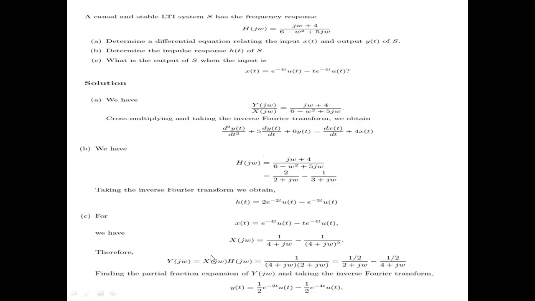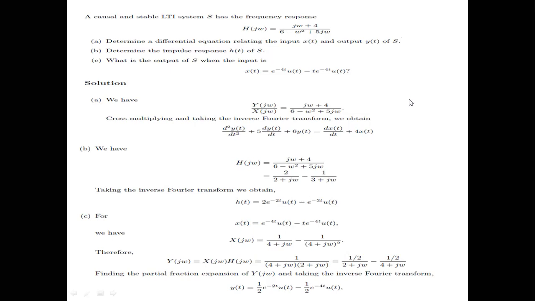What is Y of omega? X of omega into H of omega. X of omega we got and H of omega we got, so multiply these two functions and apply the inverse Fourier transformation. Okay, determine the differential equation relating the input x of t and the output y of t.